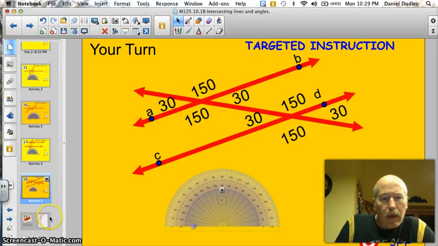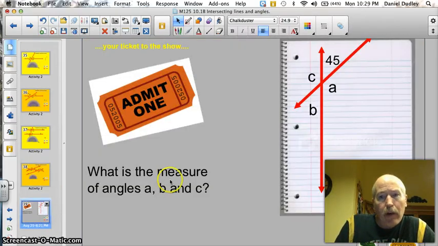I think so. All right, time for you to figure out something here. What is the measure of angles A, B, and C? Given that one measure, that's your ticket to the show. I think you're going to do just fine.